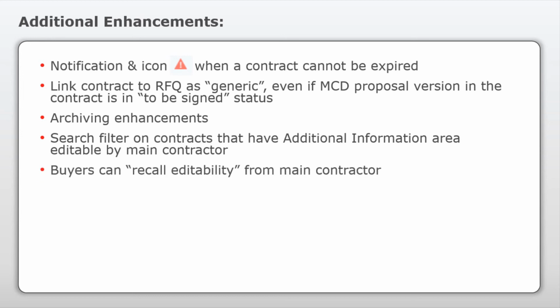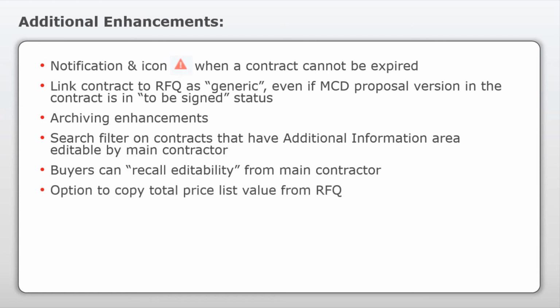We've enhanced the management of the additional information area, as well as the master document and price list areas when configured, by now giving the buyer the option to recall editability from the main contractor. This can occur if a contract is managed in a project with workflow, and the contract has been linked or moved to a task that has been configured with activity filters that prevent the action from being taken. This enhancement will allow the buyer to address the issue without having to find a solution using workflow.